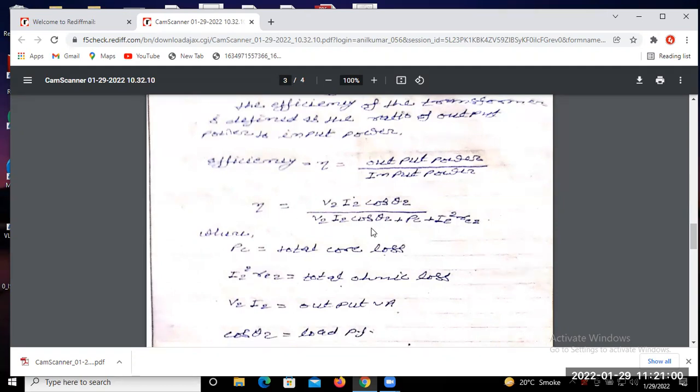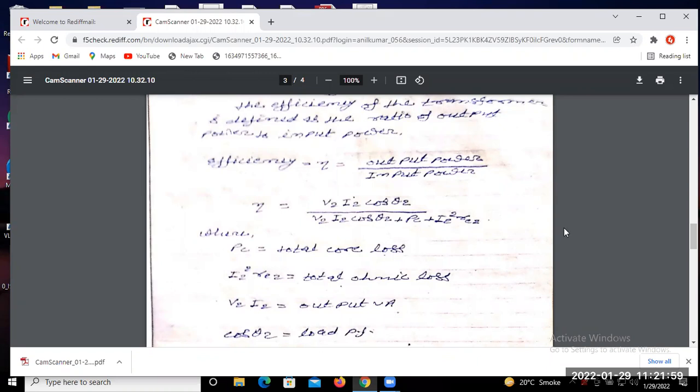And equal to 0, so this denominator part is equal to 0, that means what remains? This term into v2 I2 cos theta 2, so just simplify, minus this term v2 I2 cos theta 2 into v2 I2 cos theta 2 plus 2 I2 Re2. So just simplify, that means core loss and ohmic loss become equal. That means we can say that when the ohmic loss is equal to the core loss in the transformer, at that instant the efficiency of the transformer is maximum.